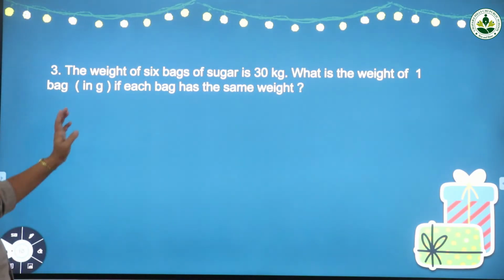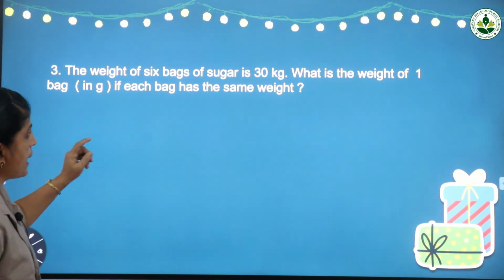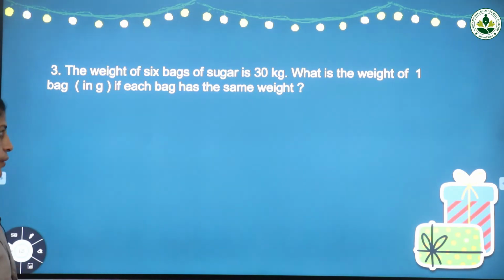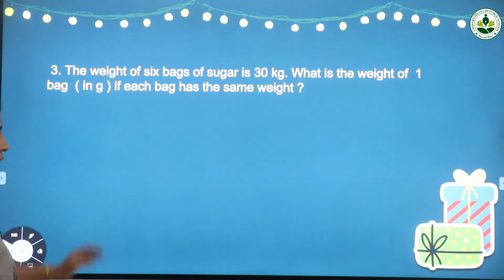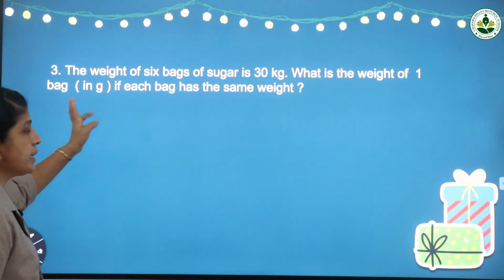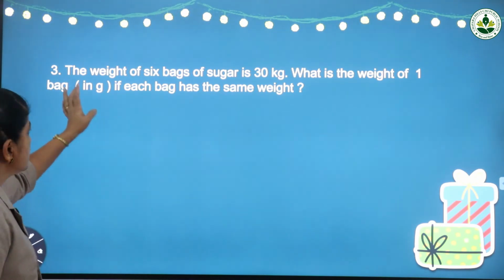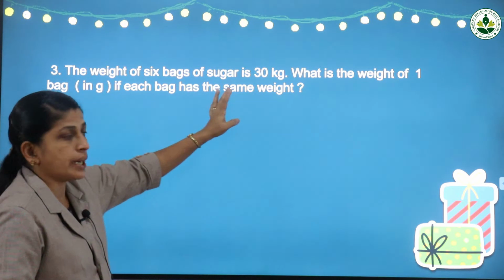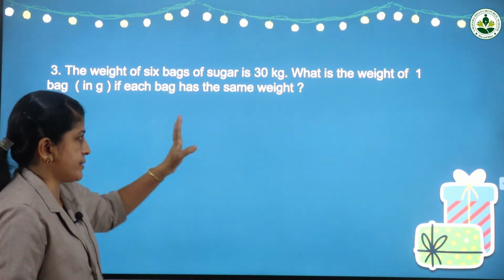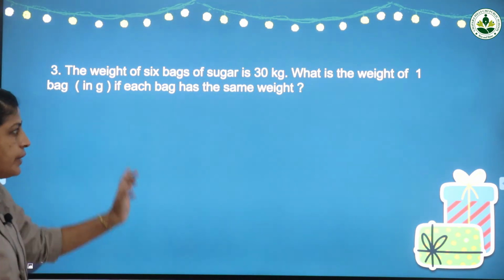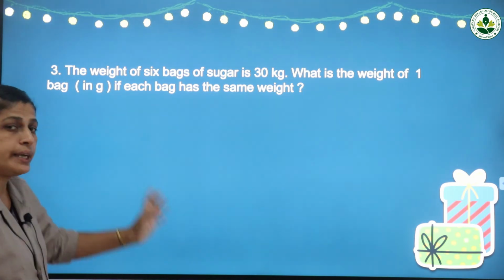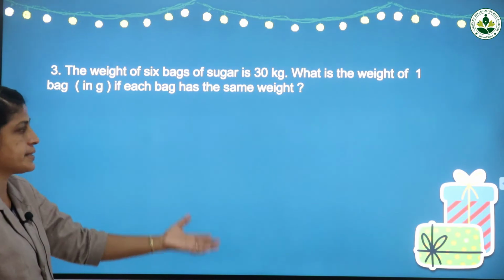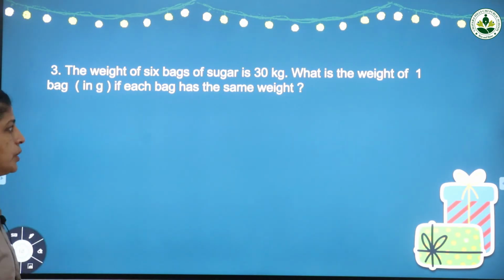And the third question: the weight of 6 bags of sugar is 30 kilogram. What is the weight of one bag if each bag has the same weight, and you should find the weight of one bag in gram. The weight of 6 bags of sugar, that is the total weight of 6 bags, is 30 kilogram. The weight is given in kilogram, but we want the weight of one bag in gram. First find the answer in kilogram, then convert that to gram.